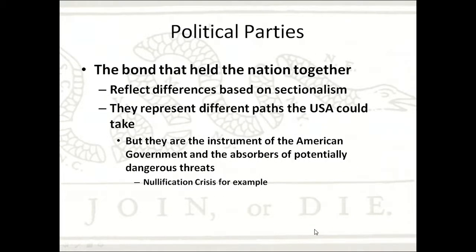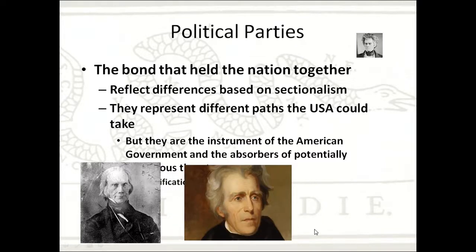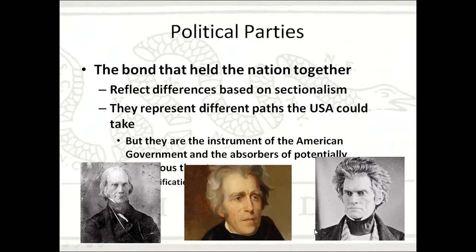These political parties, by the way, they are the bond that holds the nation together. And while they reflect differences that are based on sectionalism, and while they suggest different paths for the United States to take, they are the instrument of the American government. And as such, they absorb potentially dangerous threats. So if you remember nullification, as proposed by John C. Calhoun in South Carolina, that's divisive, that's dangerous, and yet at the end of the day, he is a Democrat, right? Here you have Henry Clay of the Whigs and Andrew Jackson. Well, where does John C. Calhoun fit into that? I mean, he leans to the Democratic side, and so again, these political parties sort of hold the Union together.